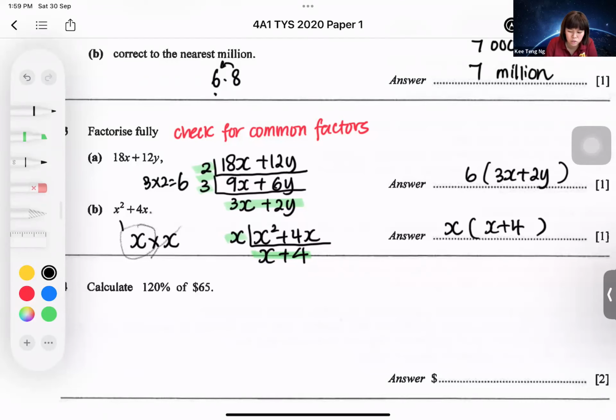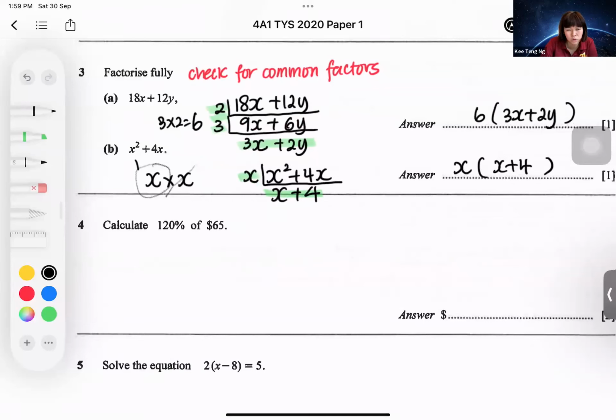Next one, calculate 120% of 65. They are not asking us to find a percentage, so I do not put times 100%, but they give us the percentage instead. When they give us the percentage, it will be over 100. So the percentage given is 120, so we have 120 out of 100. Of means multiply, of 65. So it's something over 100 times 65, and it's in money, so that will be dollars, $78.